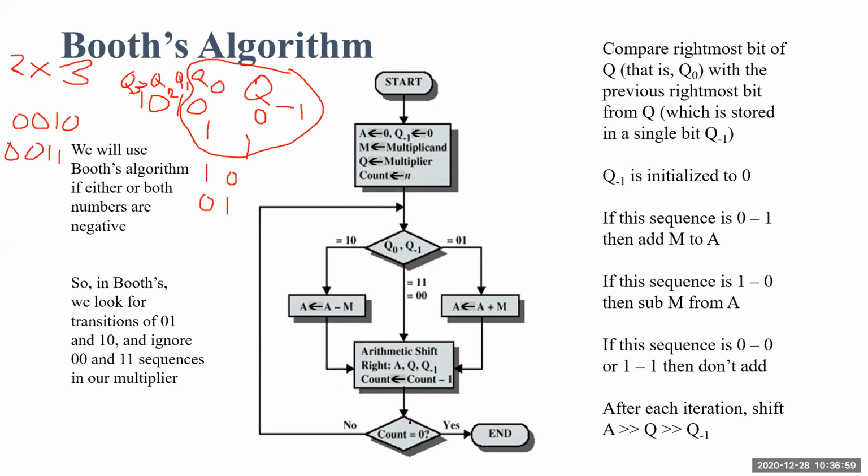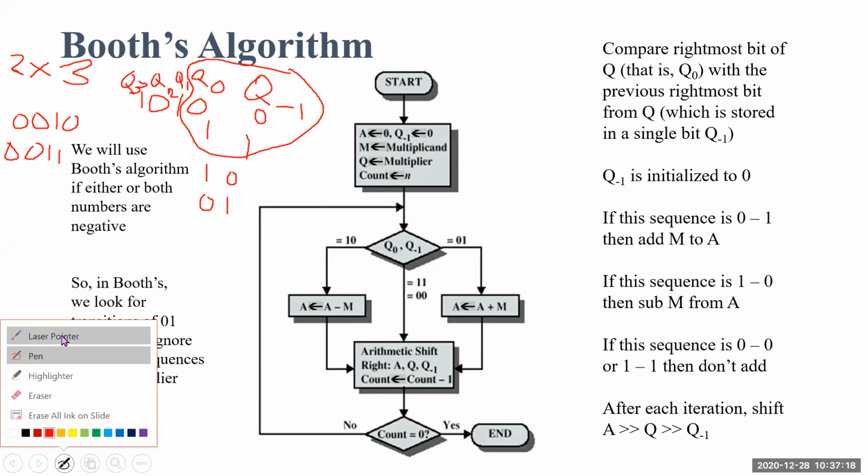And ultimately, the count will be counting the number of steps. If a 4-bit multiplication is being done, then after the 4 steps, you'll be ending this particular Booth algorithm. So see now, the same thing I have explained is given over here. We will use the Booth algorithm when either or both numbers are negative.